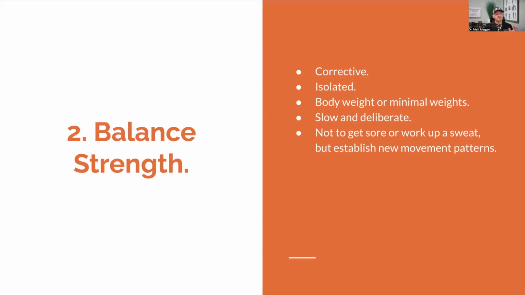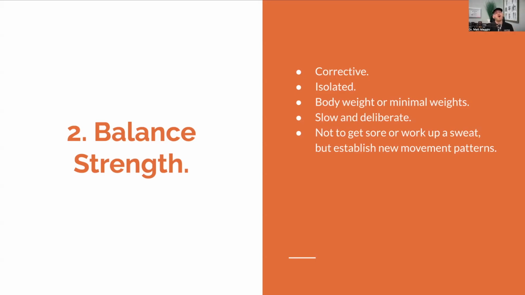So in the balance strength side of things, it has to be more of a corrective type of approach, more isolated, maybe body weight or minimal weights. It's going to be slow and deliberate. We're not trying to get the client to be sore or work up a sweat. We're really just trying to reestablish some of those motor patterns, because a lot of times if there's been an underlying nerve entrapment or issues in the muscles and the ligaments and the fascia, the body's kind of worked around there. So people will have different postural distortions.